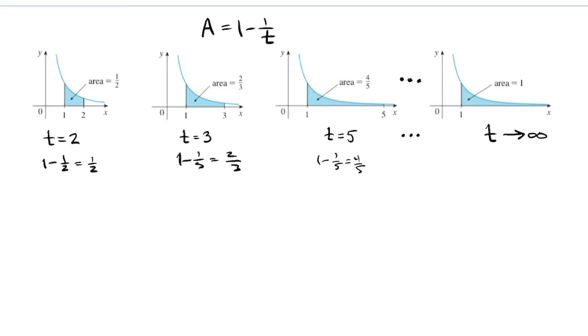In fact, in this picture over here, we're asking, what happens as t gets bigger and bigger and bigger? Choosing t further and further out to the right. As t goes to infinity, 1 over t goes to 0, so 1 minus it goes to 1. Yeah, this 1 over t part goes to 0 as t goes to infinity.